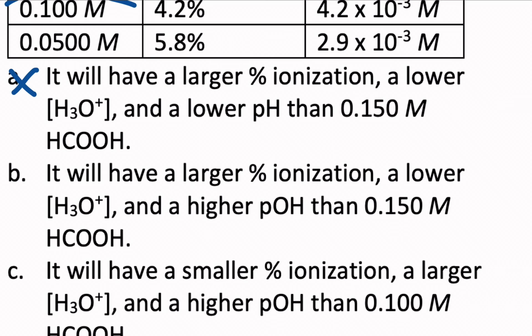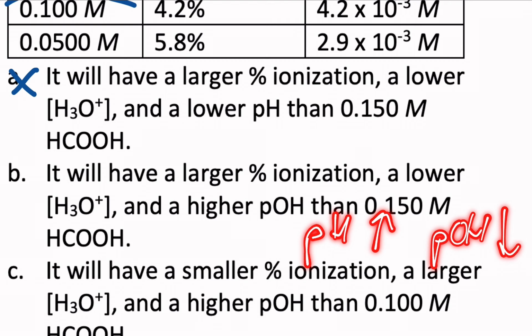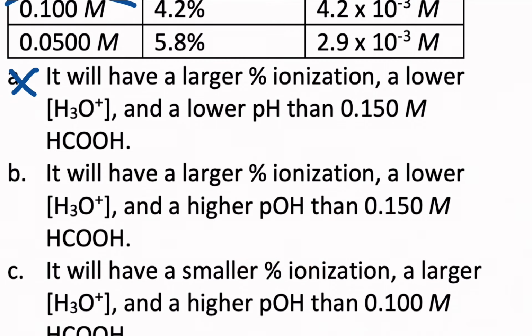If I look at B, we're also comparing with the 0.15 molar. We've already said the percent ionization would be larger. The H plus concentration would also be smaller, and that means the pH would be higher, but the statement would imply that the pH is lower. So this is also an incorrect statement. We have not hit a correct one yet.